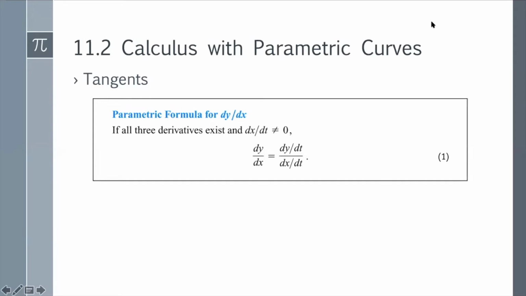Right, so that brings us to section 11.2 on calculus with parametric curves. Up until now in this lecture, we haven't done any calculus. All right, starting with tangents, as in tangent lines. Here we have the parametric formula for dy dx.